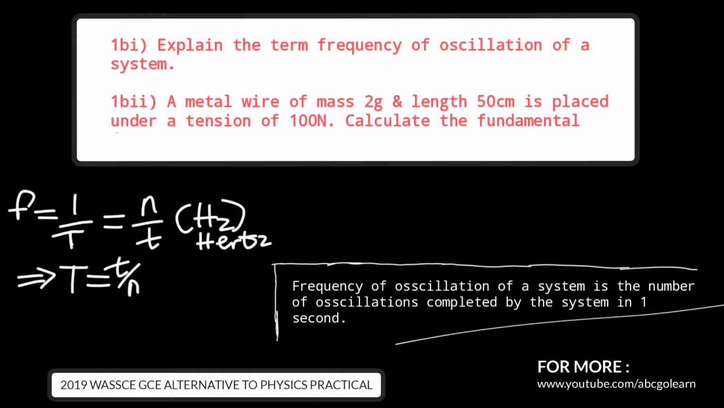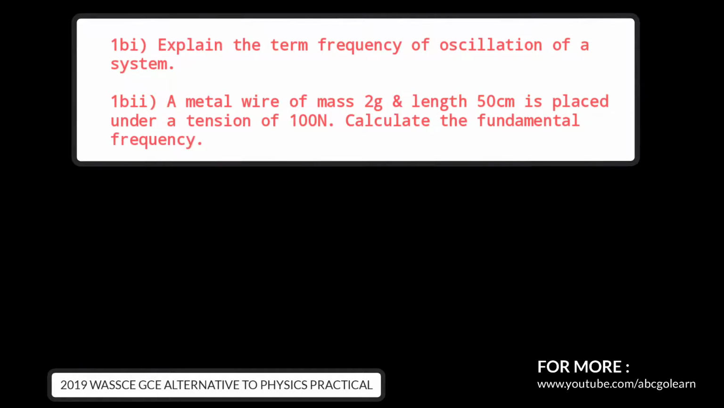Now, the second part of this question. A meter wire of 2 grams at length 50 centimeter is placed under a tension 100 Newton. Calculate the fundamental frequency. To solve this question, you need to understand this formula. We have f, that's our frequency, equals 1 over 2L, root T over, now you can write it as M over L.